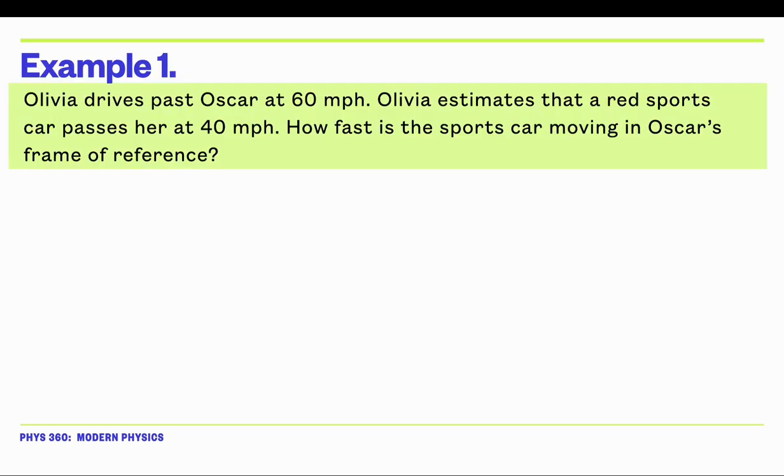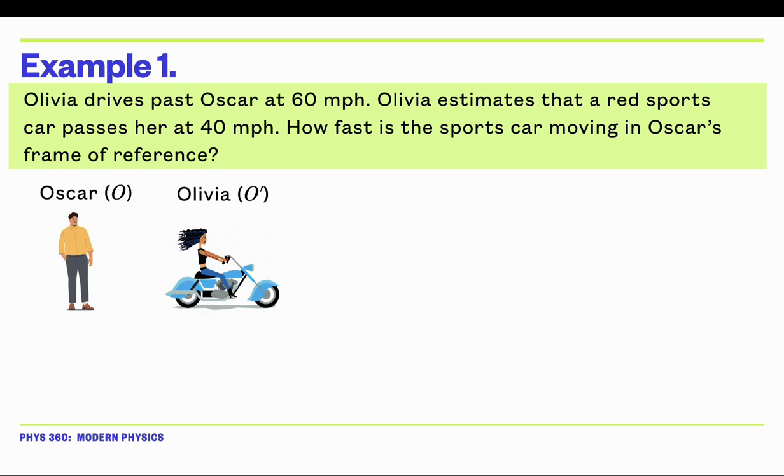All right, so let's look at a couple of examples. Let's assume that Olivia drives past Oscar at 60 miles per hour. Olivia estimates that our red sports car passes her at 40 miles per hour. How fast is the sports car moving in Oscar's frame of reference? So you really just add the velocities. Oscar would see the car going 60 plus 40, or 100 miles per hour. But let's see how to use the transformation equations just to get used to them.